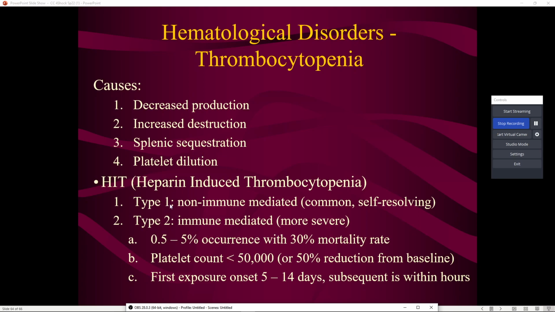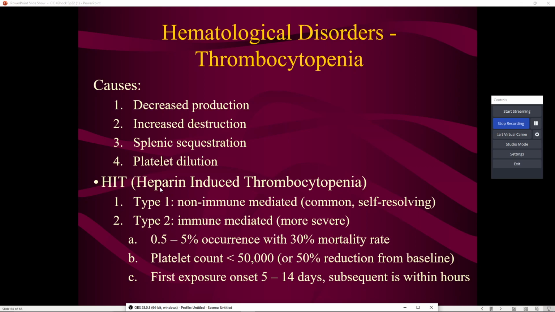Heparin-induced thrombocytopenia, we have two types, and you should know these. Type 1, non-immune mediated, common, self-resolving. Don't worry about it, not a problem. The one we're worried about, type 2, we have an immune response. It's pretty rare, but has a very high mortality rate. So we call it HIT. Platelet count below 150,000, or a 50% reduction from baseline. So if it was 500,000 and now I'm at 100,000, that's a problem.